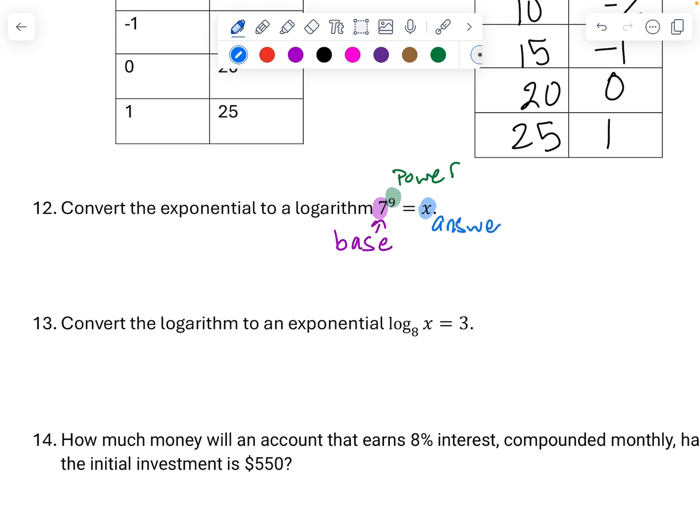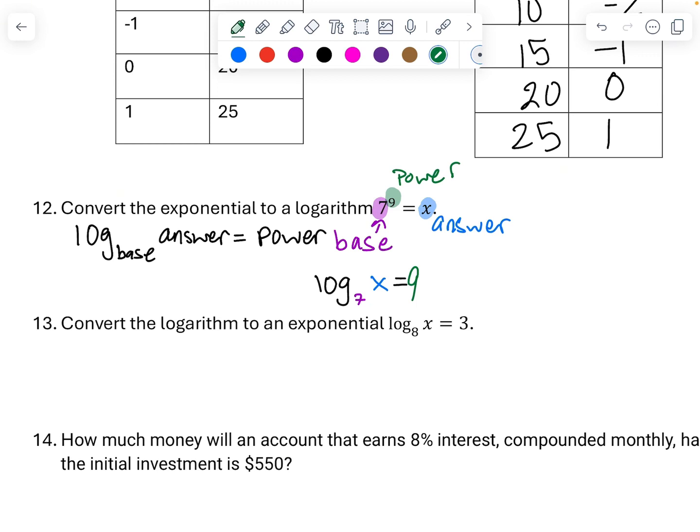That's our answer. So when we're going back into a logarithm, we have log base of our answer is equal to our power. And so all we're going to do is put it into log form. The most important part is to start with a log, because this is a logarithm. And our base is an itty bitty number. It's a subscript within our log. It's just telling us what type of log we have. Then we're going to have our answer inside of our logarithm. We'll have our x, and we are equal to our power of 9. So that's how we go from an exponential to a logarithm.